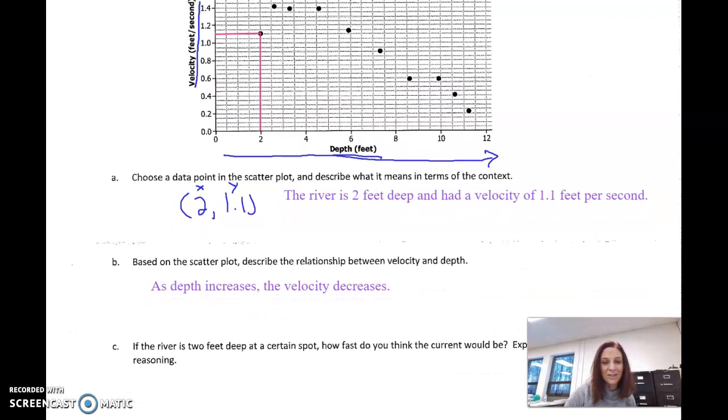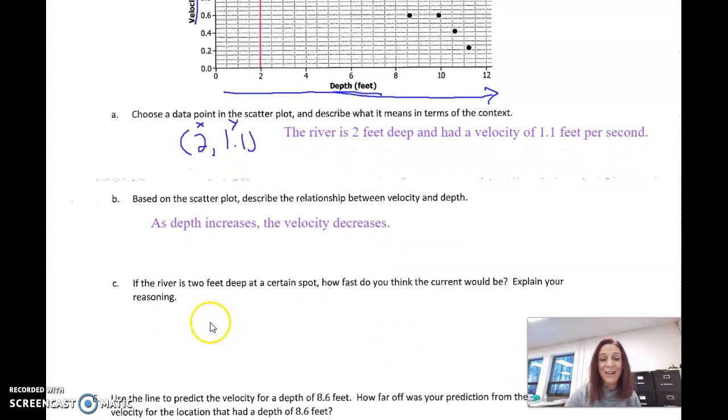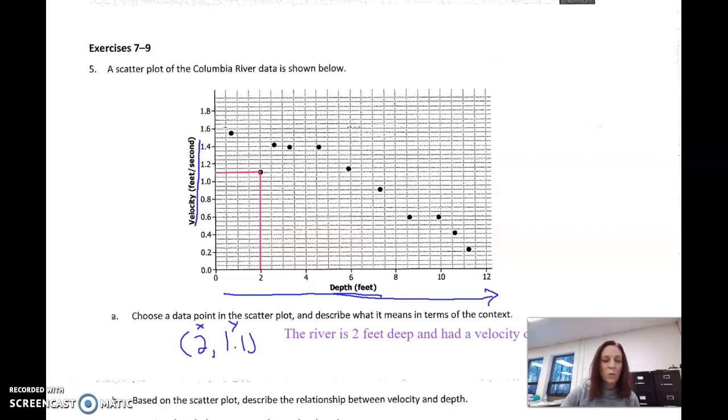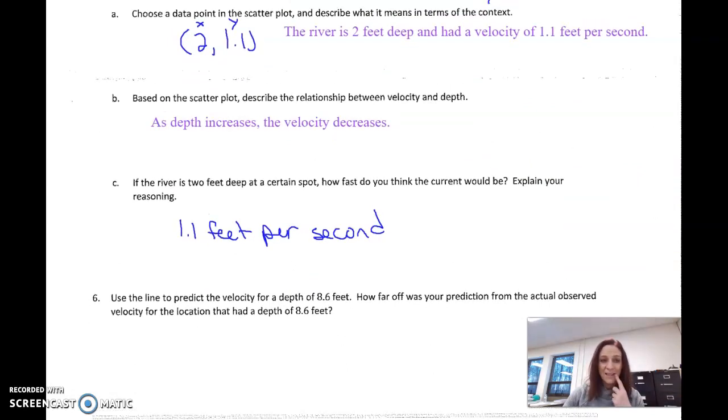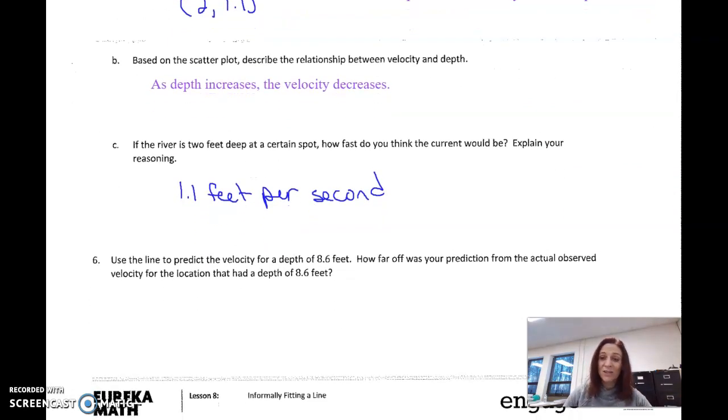So if the river is 2 feet deep at a certain spot, how fast do you think the current would be? I should have looked ahead. 1.1, 1.1 feet per second. That's what I get for not looking ahead. And again, that just comes from this 2 and 1.1. All right. Use the line to predict the velocity. Oops, forgot. Must have deleted something out. Let's draw a line first.